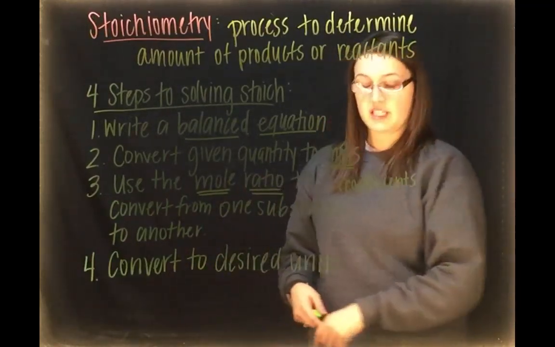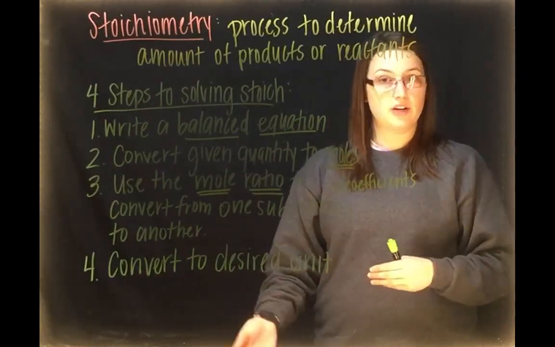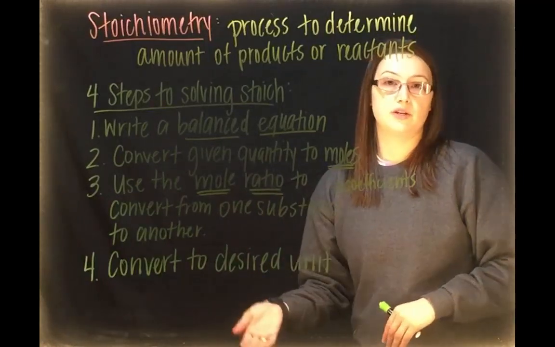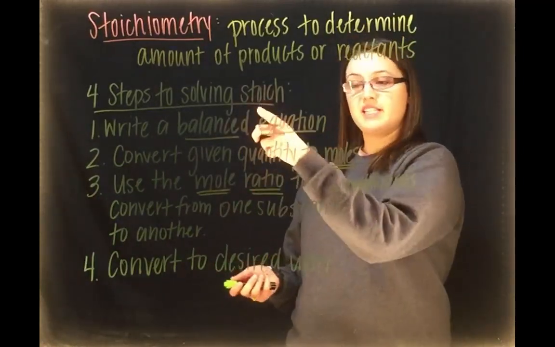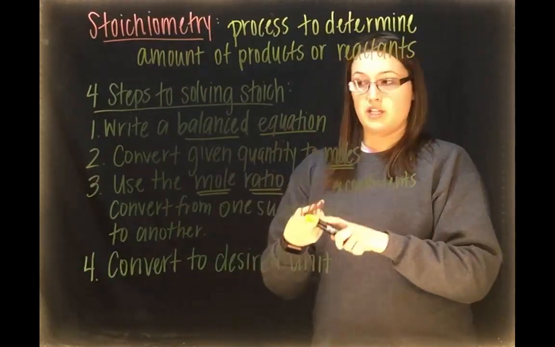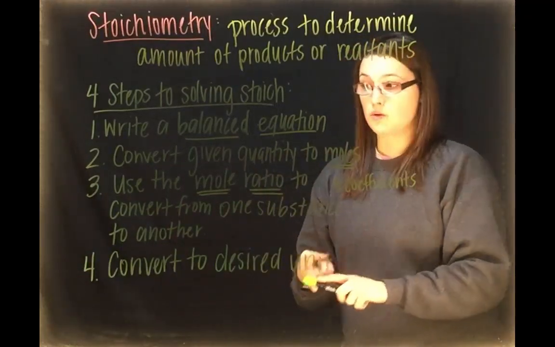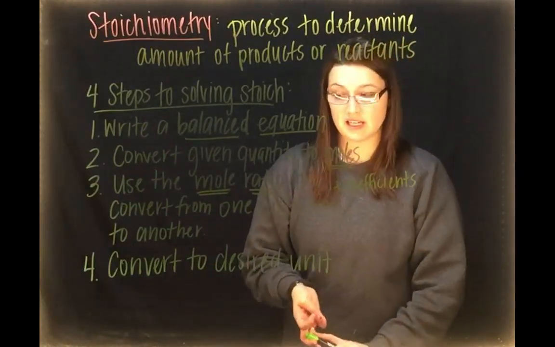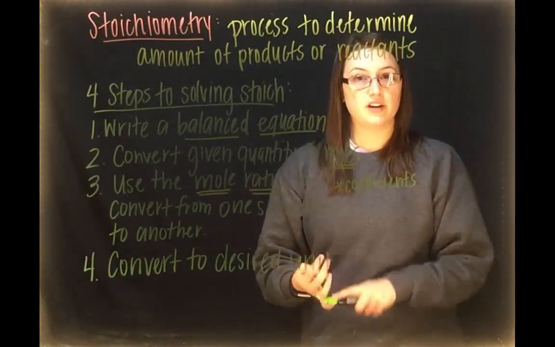And finally, the fourth step is to convert to the desired unit. So if it asks you to go to grams, the final step is going to be to convert to grams. So every single time that you solve a stoichiometry problem, write the balanced equation, convert your given to moles, use the mole ratio to convert between substances, and then convert to the desired unit.